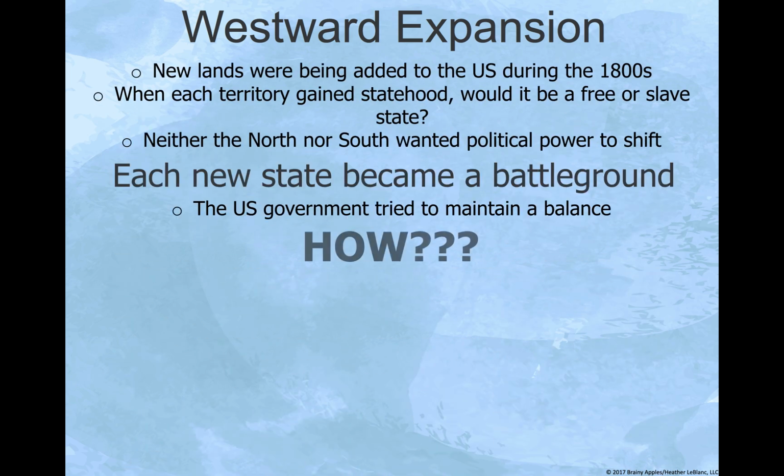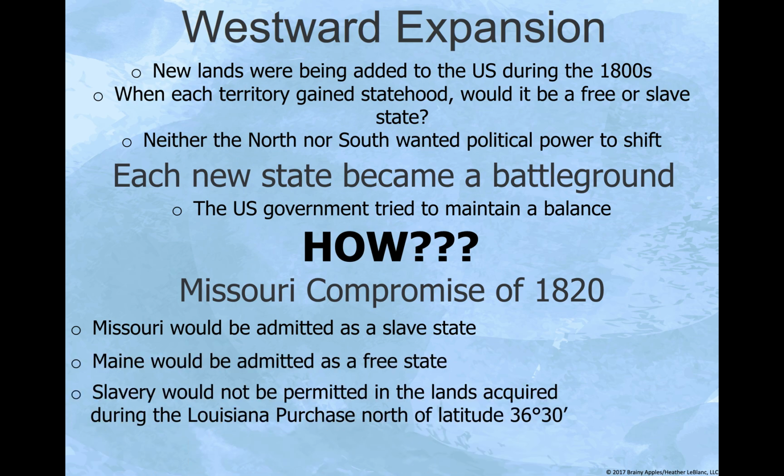Westward expansion. So new lands were being added to the U.S. during the 1800s. We learned this towards the end of our last unit. So when each territory gained statehood, meaning when each territory officially became a state in this country, would it be a free state or would it be a slave state? Neither the North nor the South wanted political power to shift. The South wanted all of the states in the South to be slave states, while the North wanted all the states in the North to be free states.